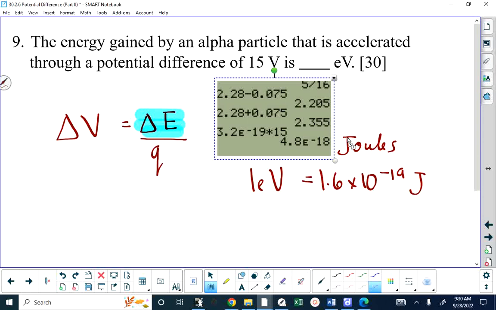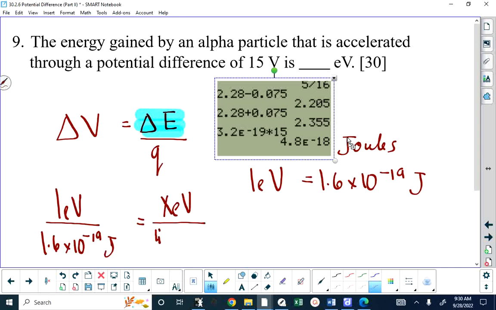If it's ever unclear or you're ever unsure what you're going to do to determine a number of anything, electron volts, electrons, apples, oranges, monkeys, whatever, you set up a ratio. And the ratio here would be 1 EV is 1.6 times 10 to the negative 19 joules. That ratio is equal to x electron volts over this number of 4.8 times 10 to the negative 18 joules. Can you confirm when you cross multiply to solve that you get 30?